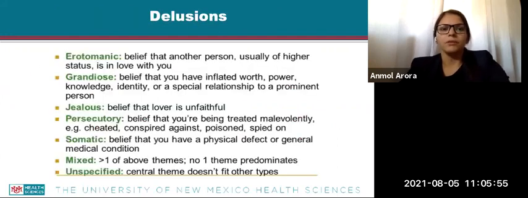A bit more about the delusions. Like I said, there's several different kinds. The erotomanic are when an individual believes that another person, somebody who's in a higher status than them, is in love with them or is infatuated by them. The grandiose delusions are the ones where a person may feel that they have inflated power, they have the status in society, they have the knowledge and the identity to be a really famous person in the society.